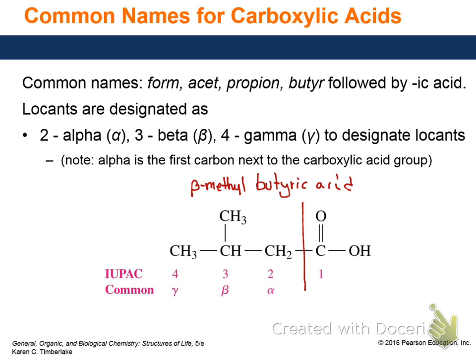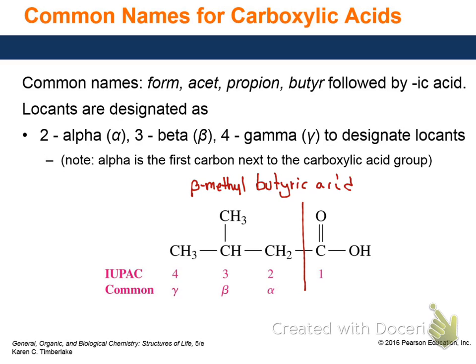So that nomenclature, it doesn't start from the first carbon? Yeah, it doesn't start from the first. It's the first one next to the functional group, only in the common name. So if you're going to name this like a mixture of common name and systematic name, you would probably say 3-methyl butyric acid. That's going to be something you'll see. That's not an uncommon thing to see.